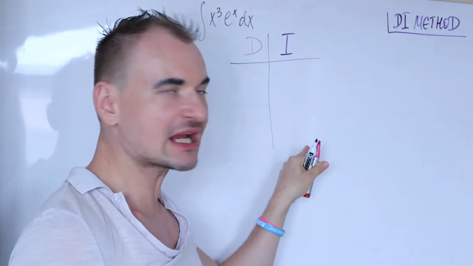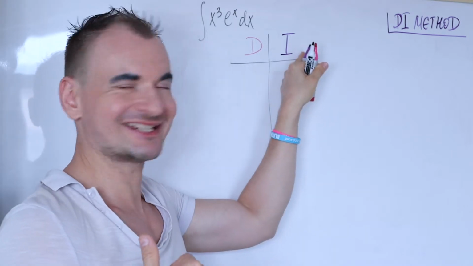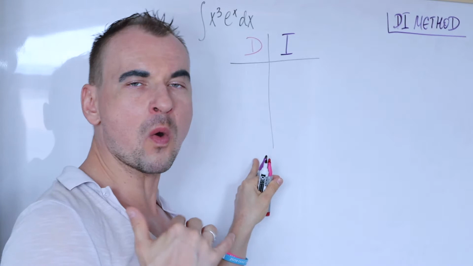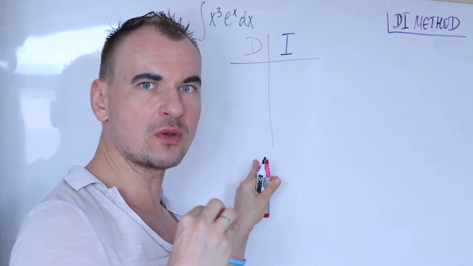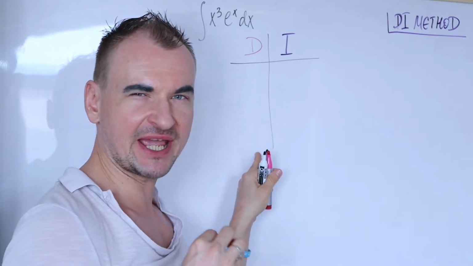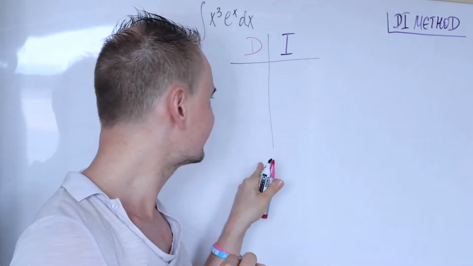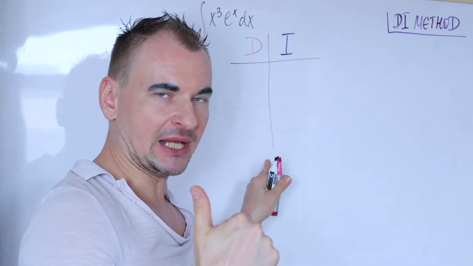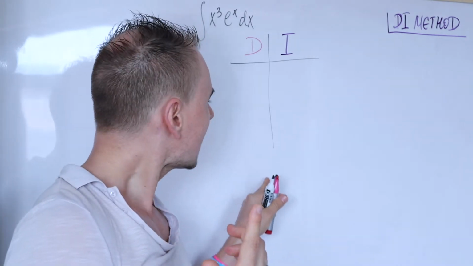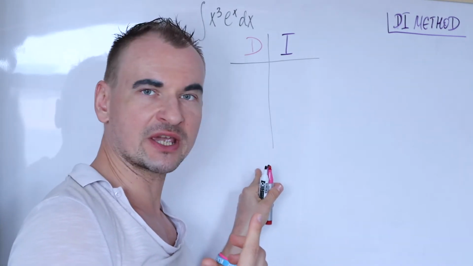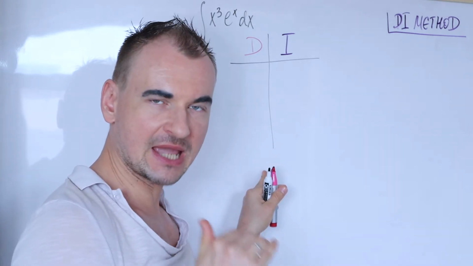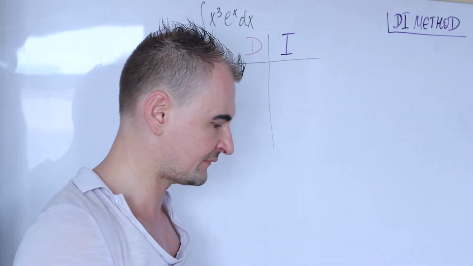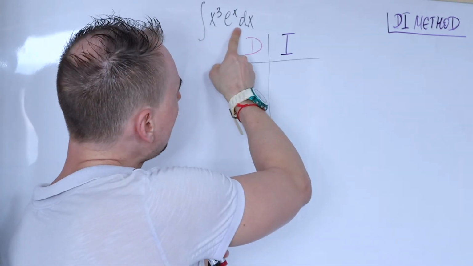Whereas, for the second column, we are going to integrate I. Now, our goal, our aim is always to get 0 at the very end. As soon as we get 0, so we're going to differentiate repeatedly a few times. As soon as we get 0 over here, we stop, and I will show you how to get the final integral, the final solution.